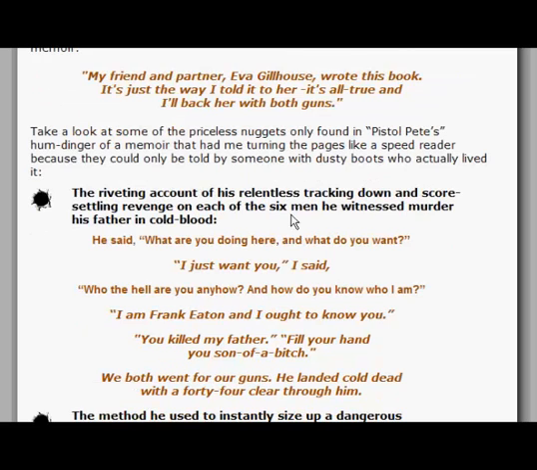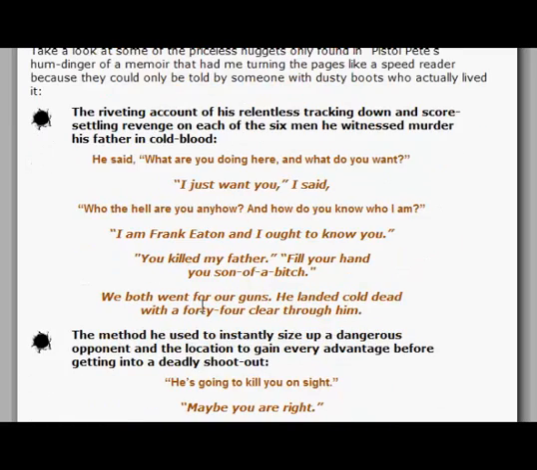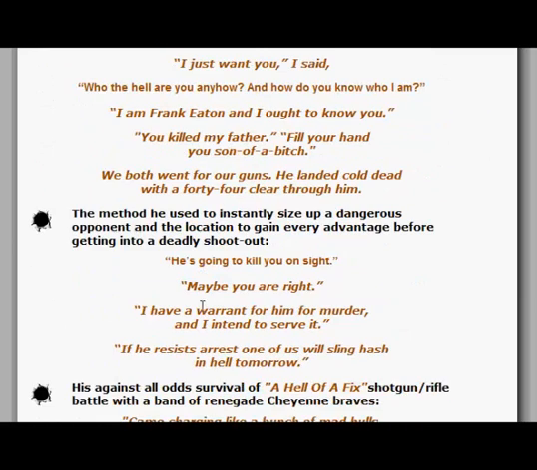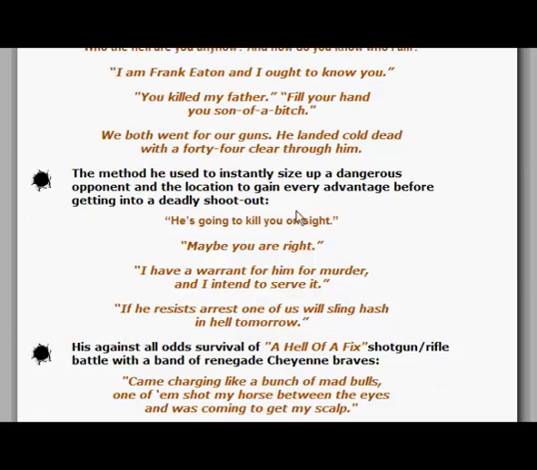The riveting account of his relentless tracking down and settling revenge on each of the six men he witnessed murder his father in cold blood. Highlights from the book: the method he used to instantly size up a dangerous opponent and the location to gain every advantage before getting into a deadly shootout.